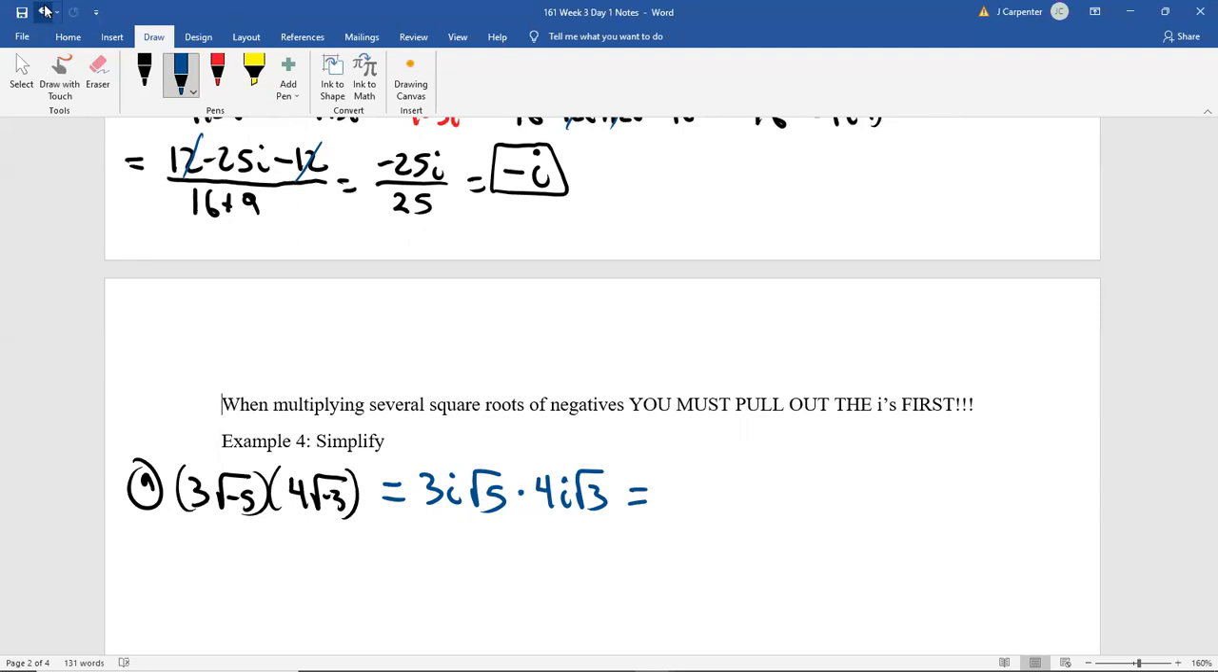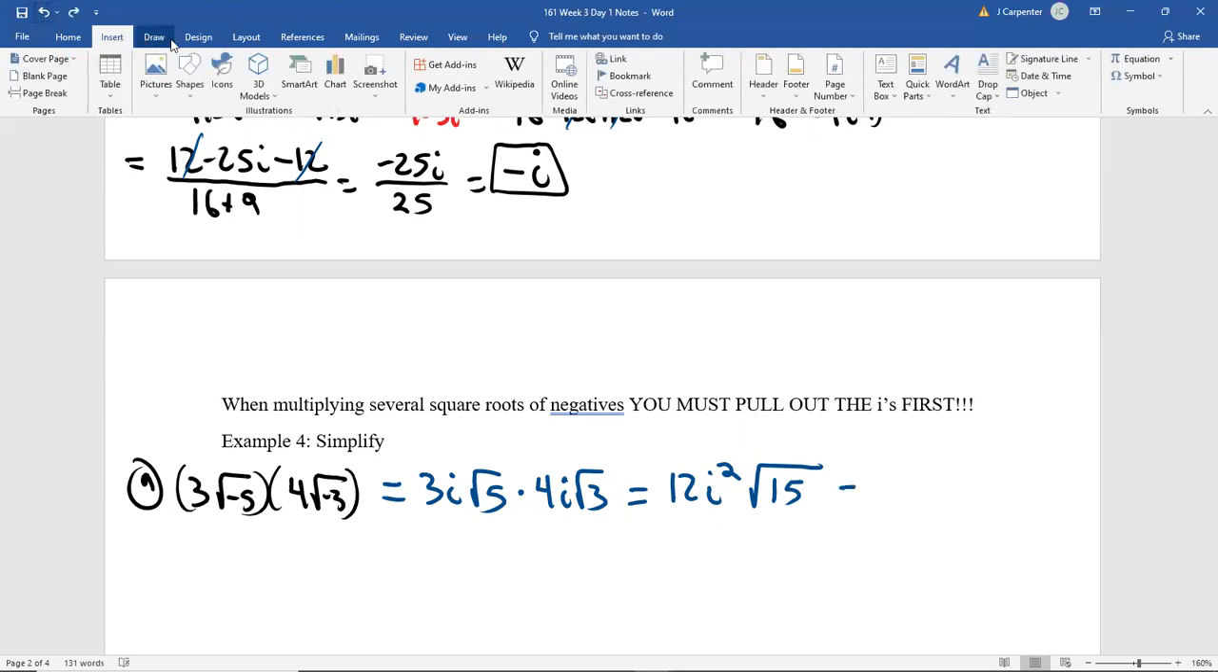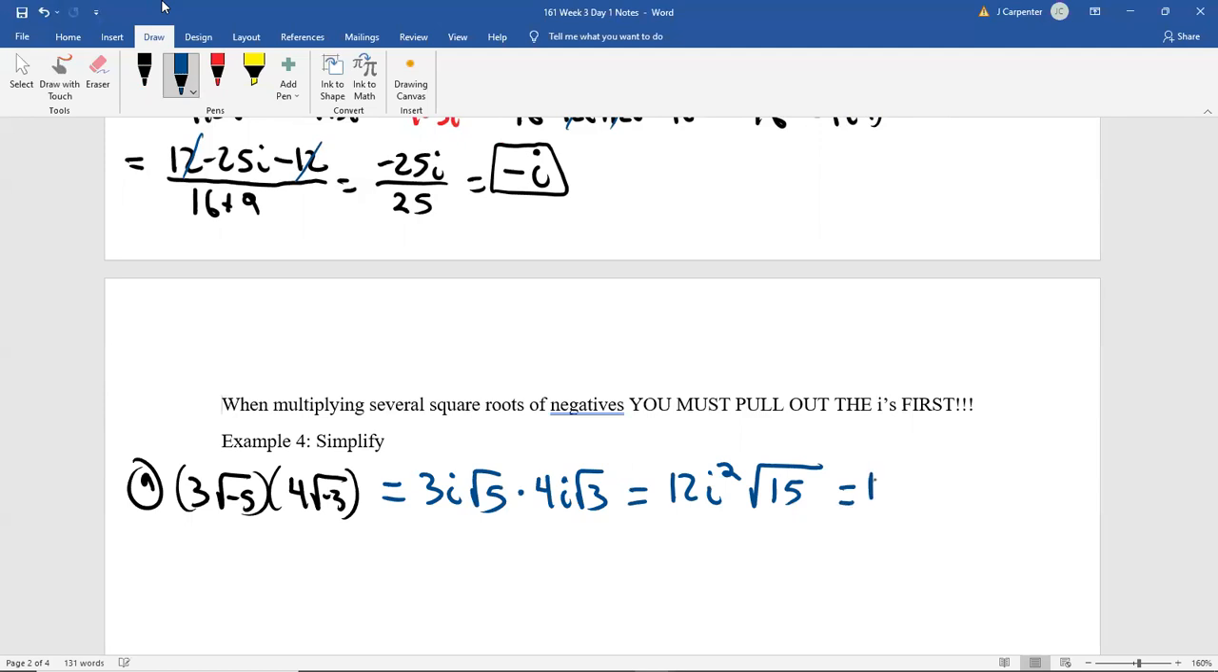Now what do we do? Well, this is just a big product, so we multiply outsides and we multiply insides. It has nothing to do with FOILing. It just has to do with the normal operation of multiplying values with and without radicals. So we take the 3i times the 4i, which is 12i squared. I times i is i squared. And then under the square roots, 5 times 3 is 15. But i squared is -1. So that's 12 times -1 times the square root of 15, which is -12 square root of 15.